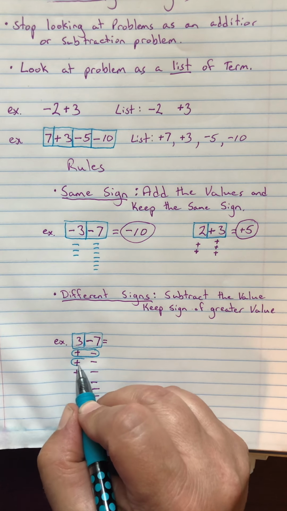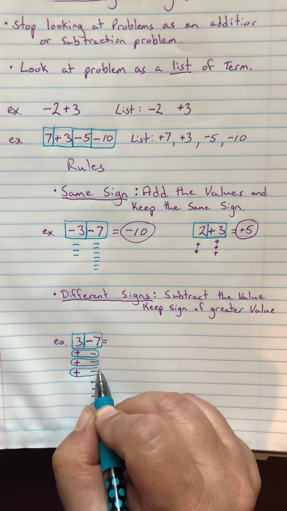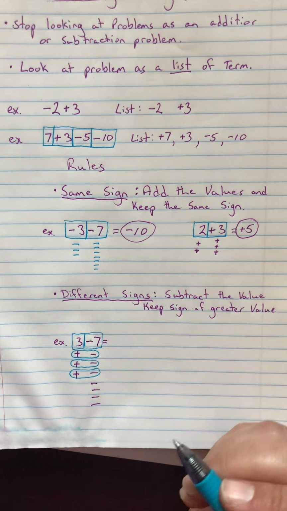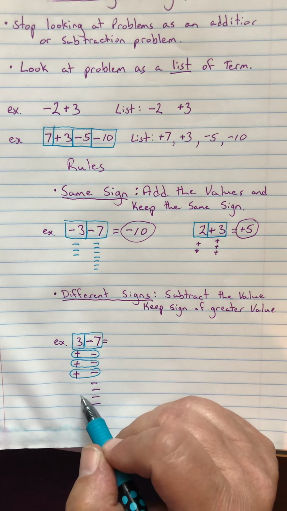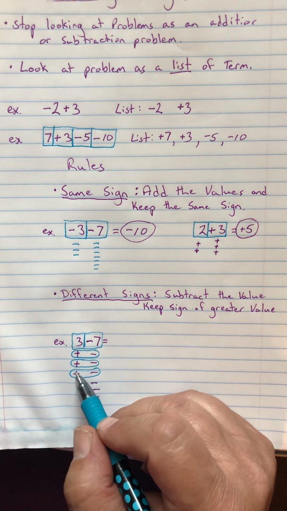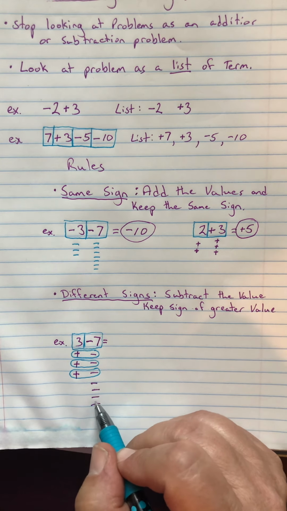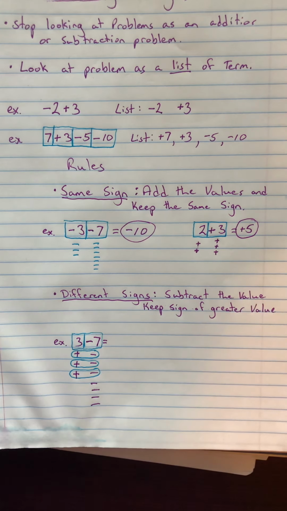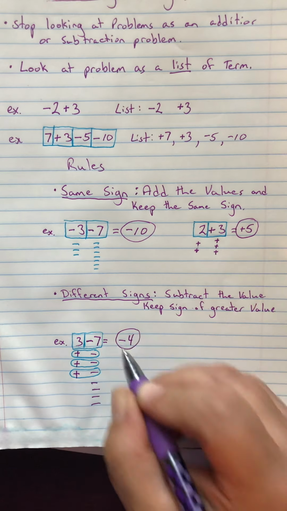You're going to take this partnership away. You're going to take this team away. Oh, there's no more teams. I'm out of plus signs. I'm out of positives. Well, I took all those positives away. I subtracted them. So all I'm left with is 1, 2, 3, 4. I'm left with 4 negatives.